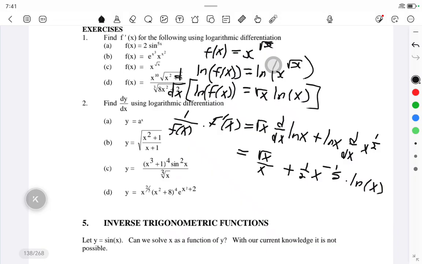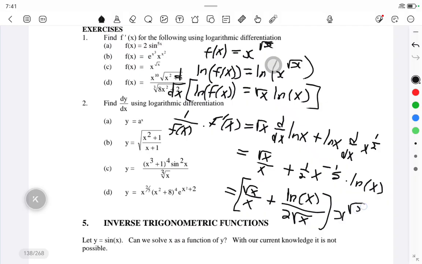Then if we check this, I can now multiply both sides by f of x. So we can have this ln x over 2 root of x, and then that was x to the root of x. If I multiply both sides by f of x, and we know that this is equal to f of x, then this will be the solution. Then if we check, this was simple. We have done an example based on this.